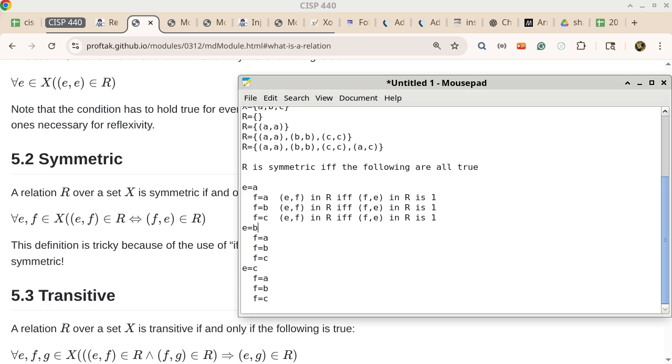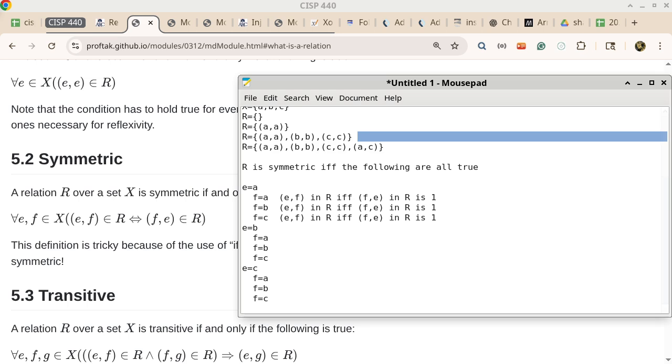We look at R being defined as only having AA in it. Is it symmetric? Yep, it is symmetric. What if R is defined to have AA, BB, CC in it? Is it symmetric? It is still symmetric. What if R is defined to be the last one? No. It is not symmetric because AC is in it, but CA is not.